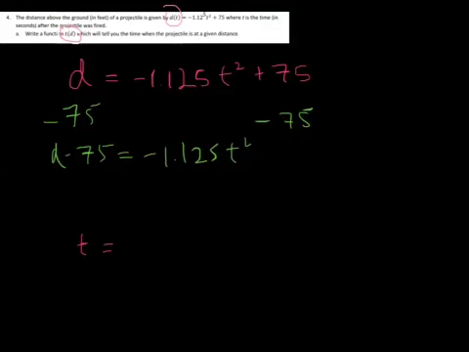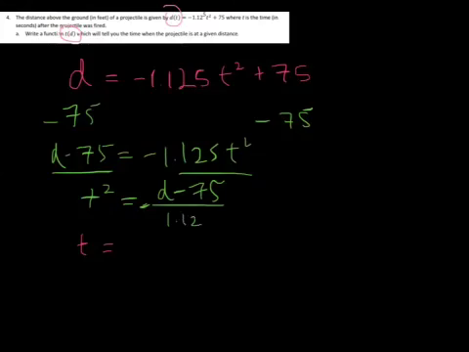Alright, now we will divide by negative 1.125. So I'm actually going to move t squared over to the left. I'm going to have t squared is equal to d minus 75, all divided by, and I'm just going to put the negative out front here, 1.125. And now I need to square root both sides.